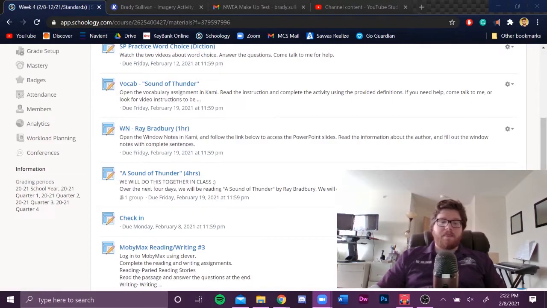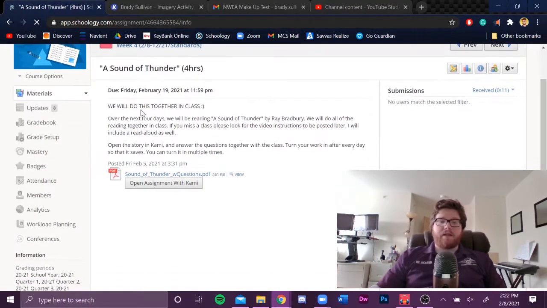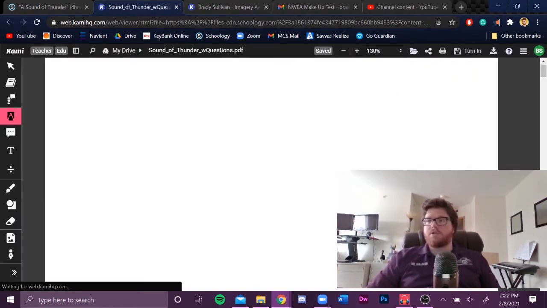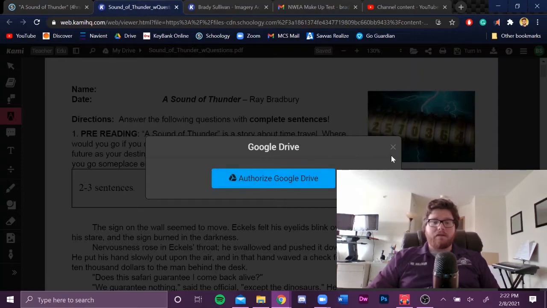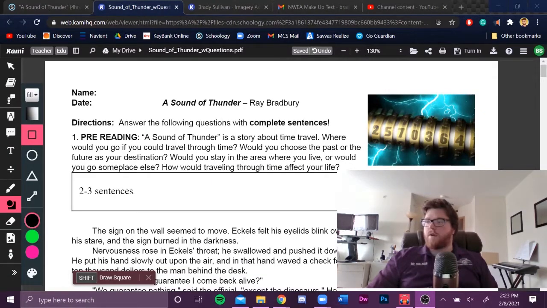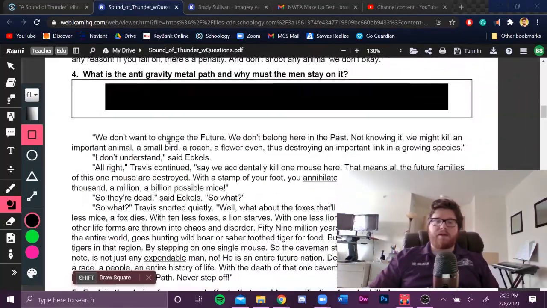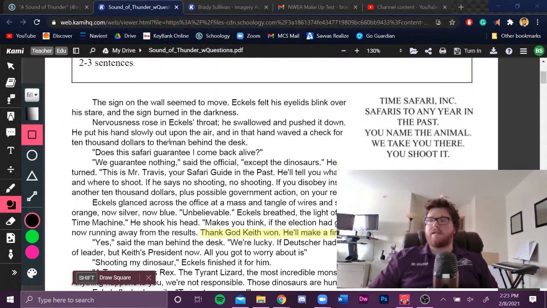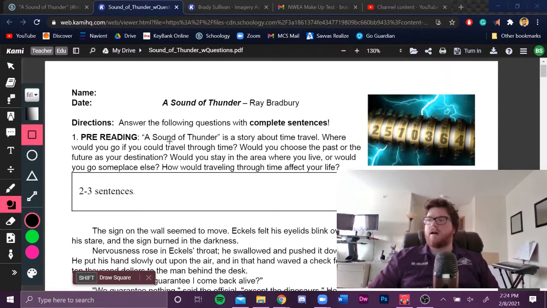Now, underneath of all of that is the actual story, which is called A Sound of Thunder. This is by Ray Bradbury. We can go ahead and click on here and open it up. And for our first day, we got through just a small portion of this. Okay, so this has every single part of the story on here. If you scroll down, the entire short story is on this Kami assignment. That's why it's so long. We're going to be working on this for several days. This video is just for the first day of the work that we did.